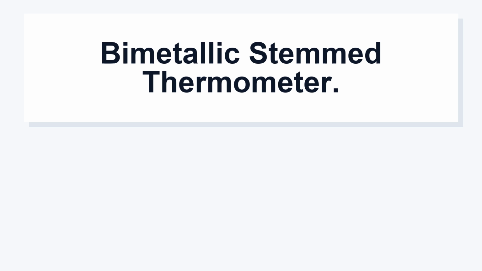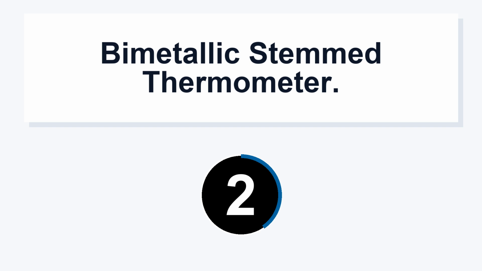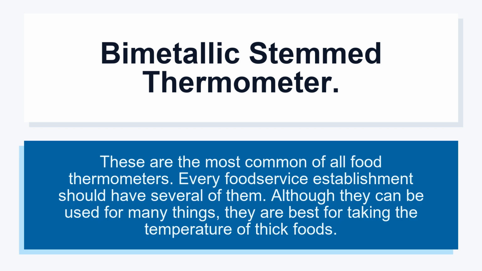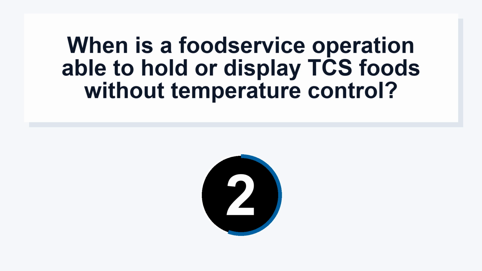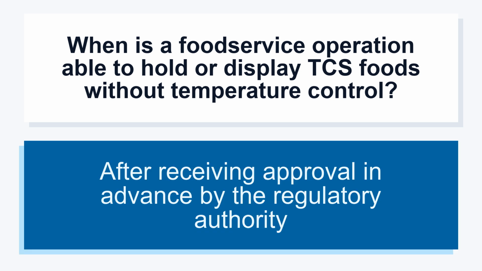Bimetallic stem thermometer. These are the most common of all food thermometers. Every food service establishment should have several of them. Although they can be used for many things, they are best for taking the temperature of thick foods. When is a food service operation able to hold or display TCS foods without temperature control? After receiving approval in advance by the regulatory authority.